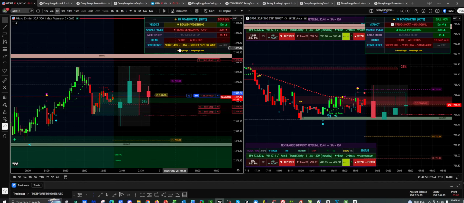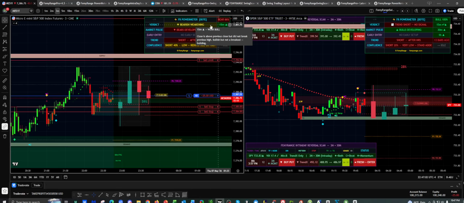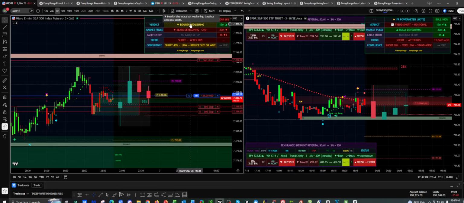We're using this power meter. This is really our bread and butter. That's what tells us whether to stay in a trade or not. Right now it's telling us that the bearish is weakening. The 15 minutes is green. So it says the bearish bias is intact but is weakening. Cautious with new short. So it doesn't want you to get into a new position, but it's telling you that the bear strength is weakening.